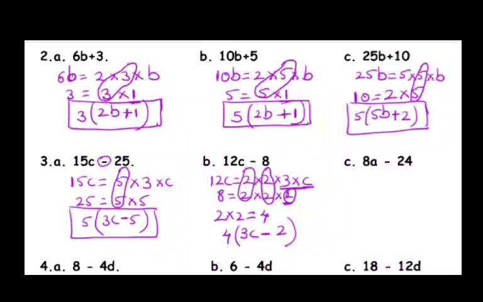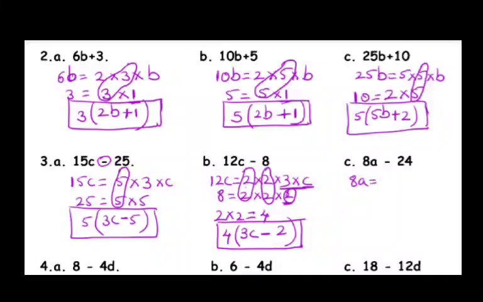Let's check if our answer is correct. 4 into 3 is 12c. Here we have 12c in the question. 4 into 2 is equal to 8. We have 8. Alright? Next one.